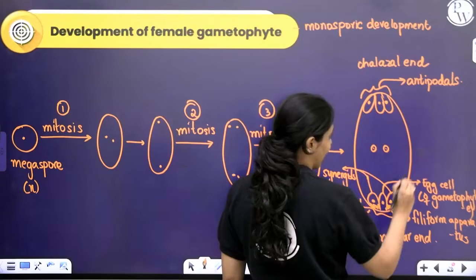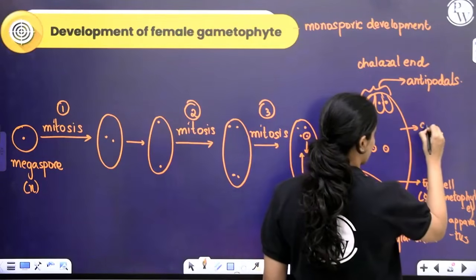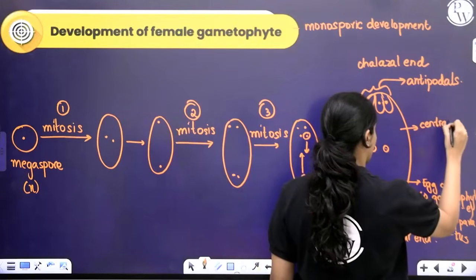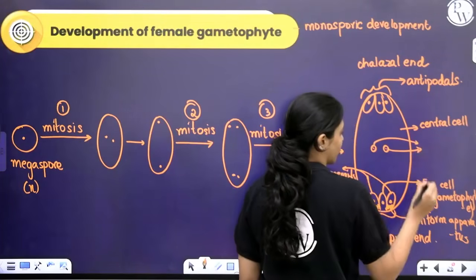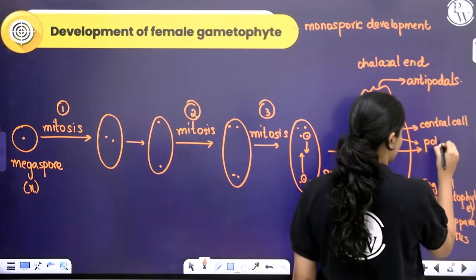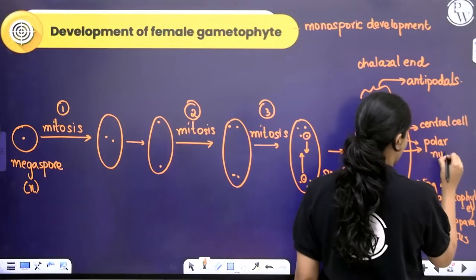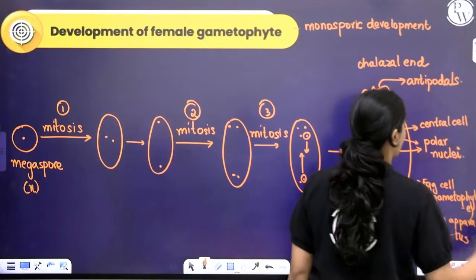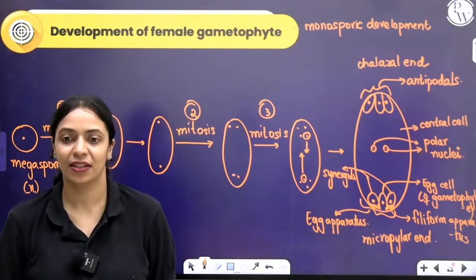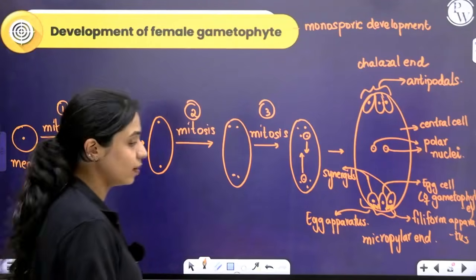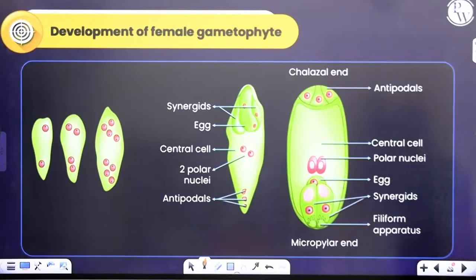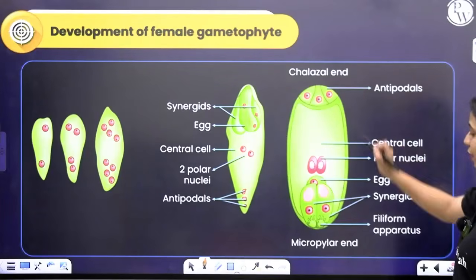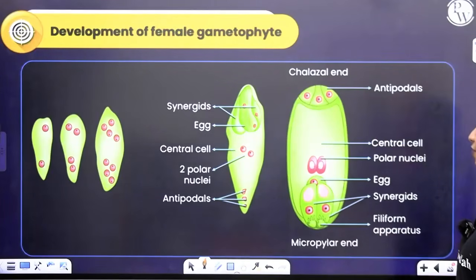This whole large cell in the center is called the central cell. Within the central cell, you have two haploid nuclei that are called the polar nuclei because they migrated from opposite poles. Alright, so this is the final structure of the female gametophyte or the embryo sac. This is the diagram that is given in NCERT. At the chalazal end you have antipodals, at the micropylar end you have the egg apparatus, central cell, polar nuclei, all of that.